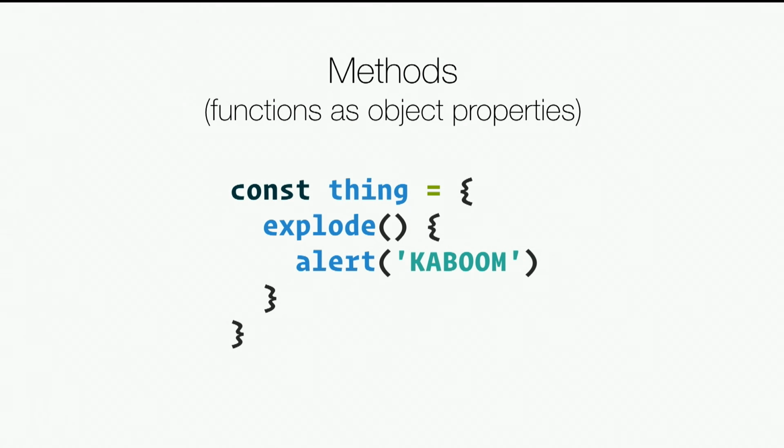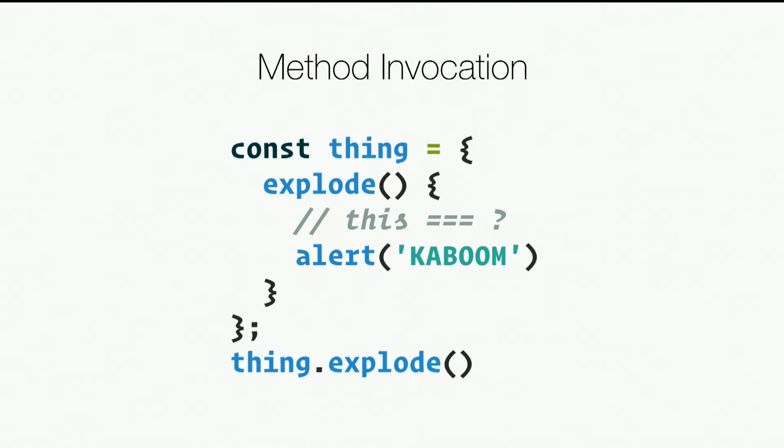So to invoke that method, thing.explode. So now what is the value of this inside explode on line 3 there? What do you think? For once, it's what you think it is. It's thing. So when a method gets called as a method, in other words, object dot name of method parentheses, this gets bound to the actual object. That way you can refer to the object itself from inside its own methods.